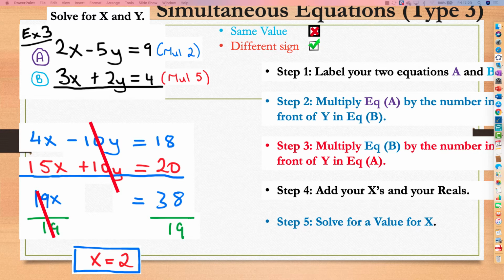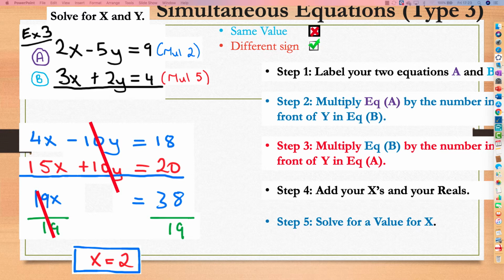Go back up to my top line in it, so then figure out what y is. The only thing that changes with any of these simultaneous equations is how you start, because what you always want is to have the same value and different signs with your y's, because you can cancel them out and then you can sub back in.